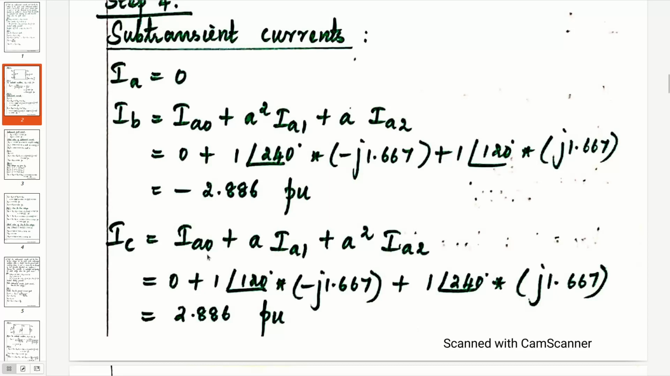Then find IC: IA0 plus A IA1 plus A squared IA2. Substitute the values and get IC as 2.886 per unit. You are calculating IB and IC because only IA is equal to 0 for an unloaded generator under line to line fault conditions. In the previous problem, the single line to ground fault, IB and IC are 0, so we calculated only IA. But in the double line fault, only IA is 0, so we have to calculate IB and IC. Now IB and IC are the subtransient currents at the generator terminals.